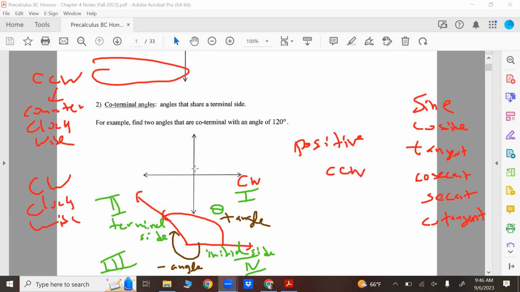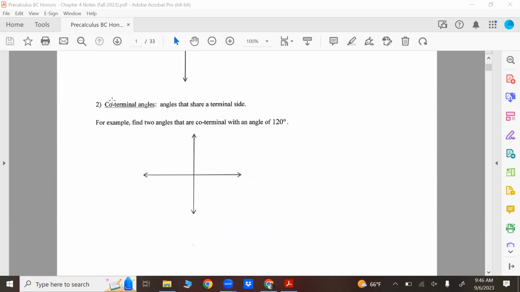Coterminal. What does it mean when something's coterminal? Not complement. The co is different in this case. Same, yes. Let's do a play on words. What if you have a co-pilot, right? You have 2 pilots. We have co-captains. You have 2 captains, right? So co means the same or multiple.